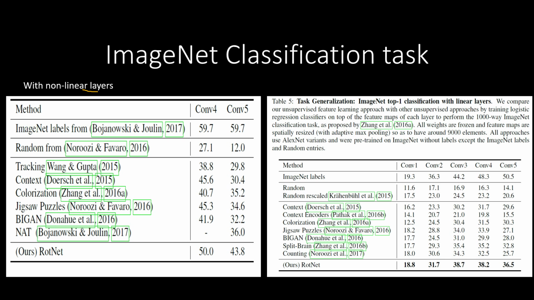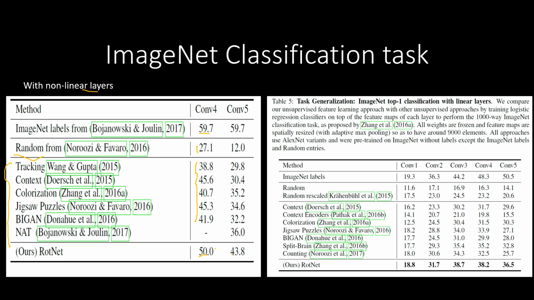Okay, so this is with the ImageNet labels, and this is the other unsupervised method, and this is with the random initialization. As you can see, compared to the self-supervised method, this is doing okay, not bad, but compared to other self-supervised methods and compared to random initialization, this is doing really well.